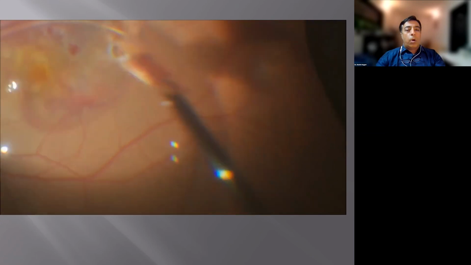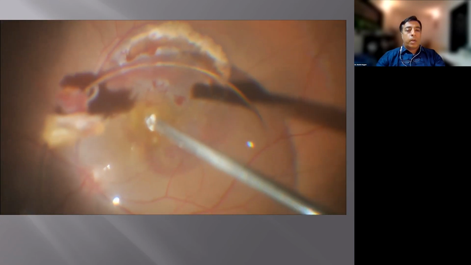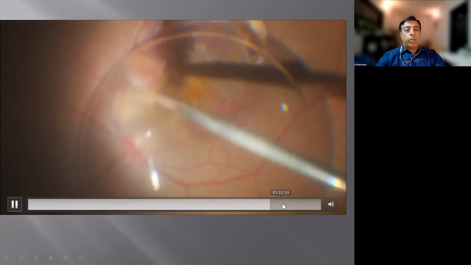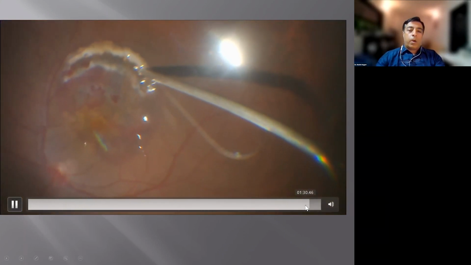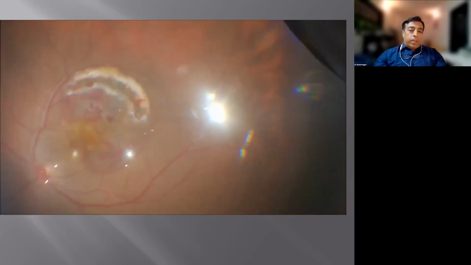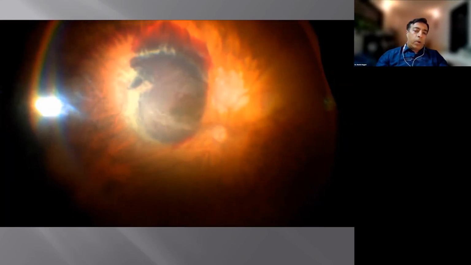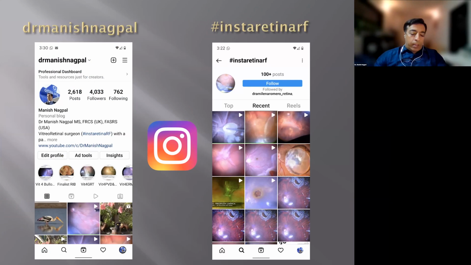And you can see that whole complex comes off with the forceps here. I used it just to remove that complex. And then again, laser it and iron it out. So these are just some examples of an assortment of macular surgeries. I think that's what we have time for before taking up the questions.